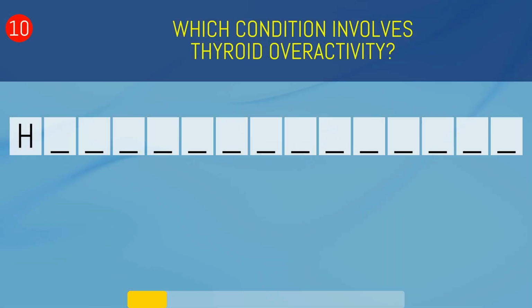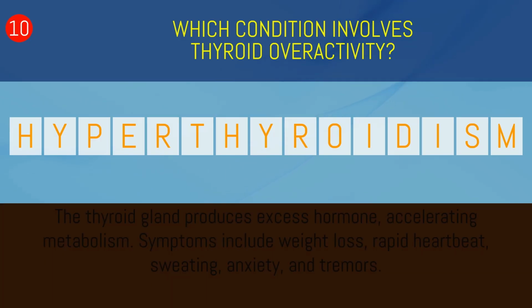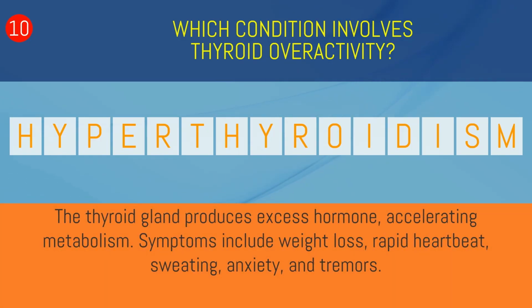Which condition involves thyroid overactivity? Hyperthyroidism. The thyroid gland produces excess hormone, accelerating metabolism. Symptoms include weight loss, rapid heartbeat, sweating, anxiety, and tremors.